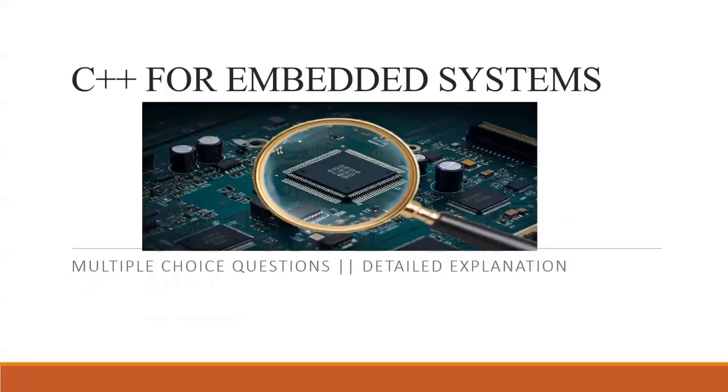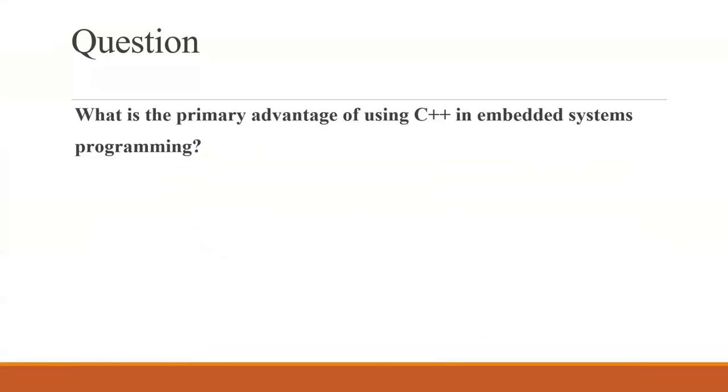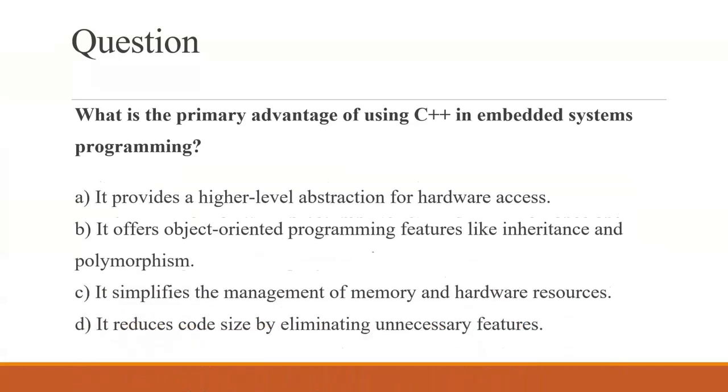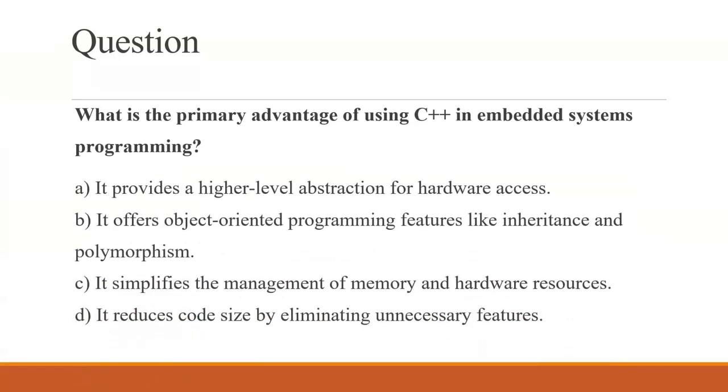So let's continue. We have just talked about the basics for AVR, but let's continue with C++. What is the primary advantage of using C++ in embedded systems? A, it provides a higher level of abstraction for hardware access. B, it offers object-oriented programming features like inheritance and polymorphism. C, it simplifies the management of memory and hardware resources. D, it reduces code size by eliminating unnecessary features.